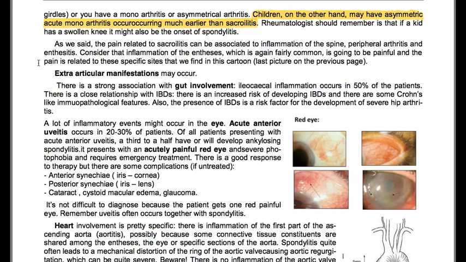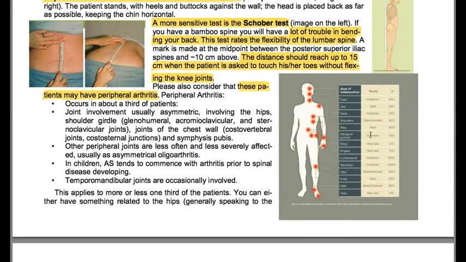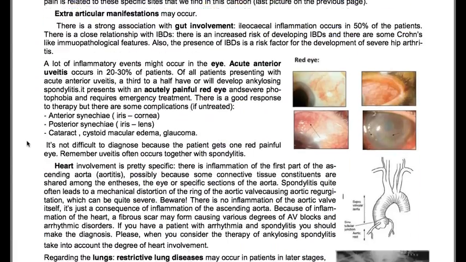As we said, the pain related to sacroiliitis can be associated to inflammation of the spine, peripheral arthritis, and enthesitis. Consider that inflammation of the enthesis, which is again fairly common, is going to be painful, and the pain is related to these specific sites that we find in this cartoon. So here, the one we saw before.